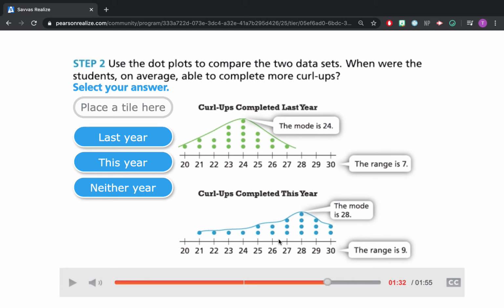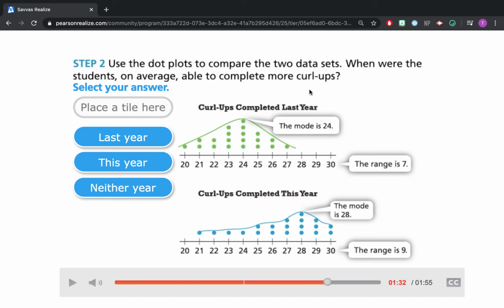It doesn't really help in terms of finding the mean. You can still find it, but it doesn't make the mean particularly easier. Now, in terms of this question, it says on average, which is asking about the mean. Remember, mean and average are the same thing. You can look at this and say which year on average, right?